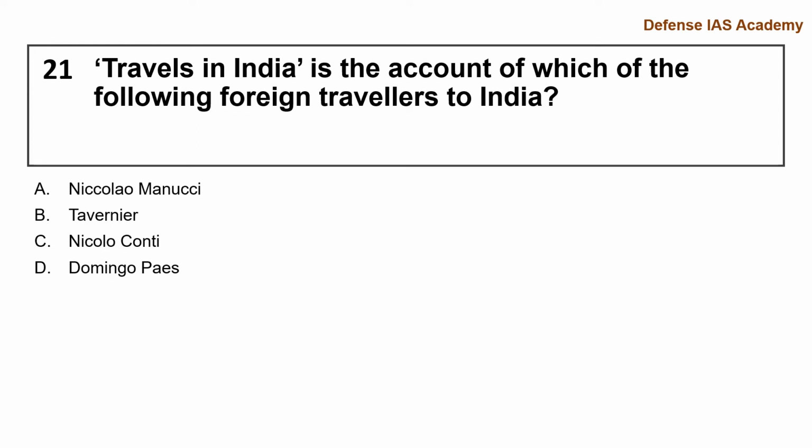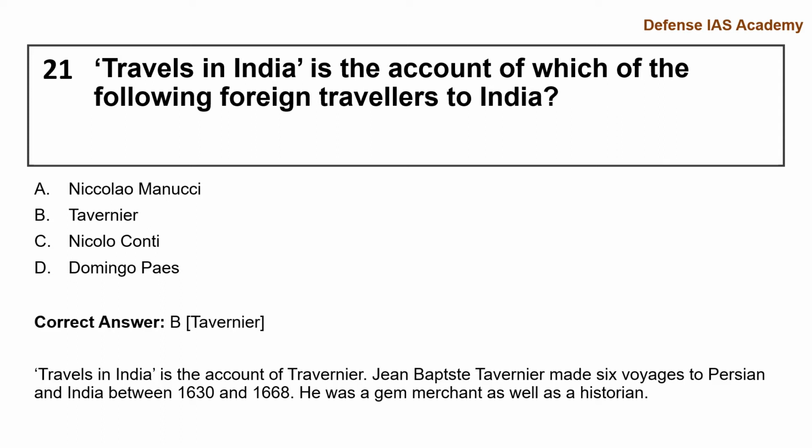Travels in India is the account of which of the following foreign travelers to India? The correct answer is option B, Tavernier. Travels in India is the account of Tavernier. Jean Baptiste Tavernier made 6 voyages to Persia and India between 1630 and 1668. He was a gem merchant as well as a historian.